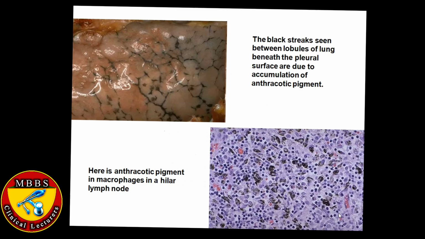Again, in the slide that you are seeing, the black streaks seen in between lobules of the lung beneath the pleural surface are due to the accumulation of anthracotic pigment. Here is the anthracotic pigment in macrophages in the hilar lymph node. This is the slide of the lymph node.